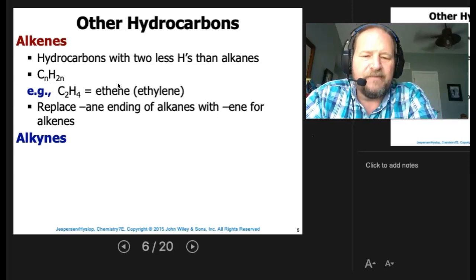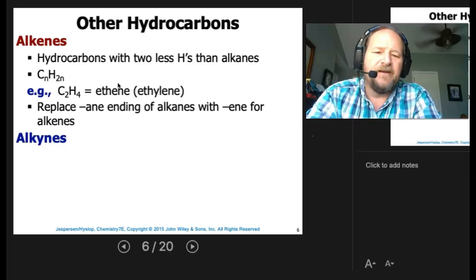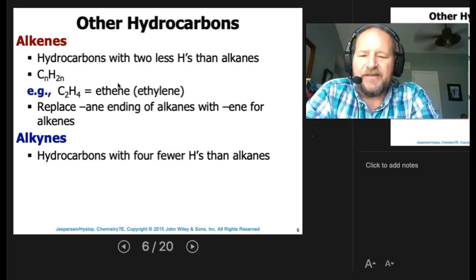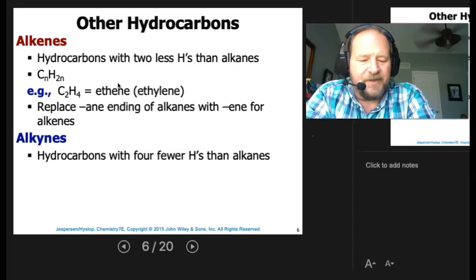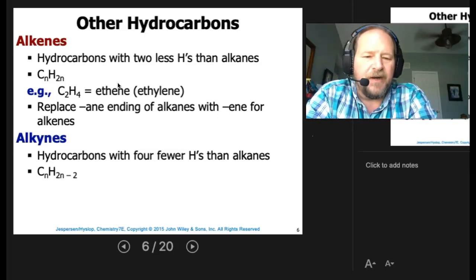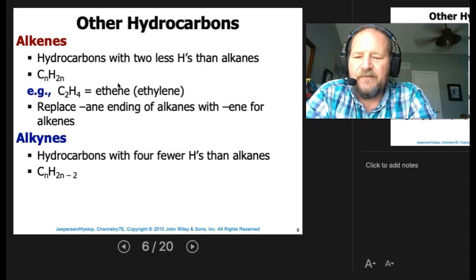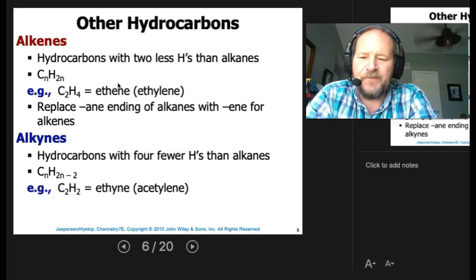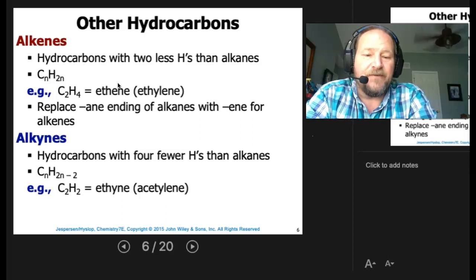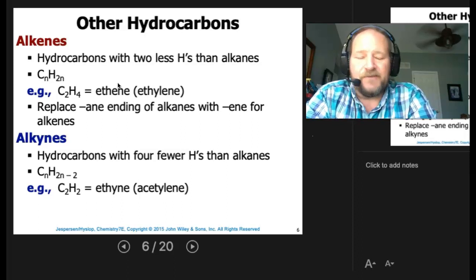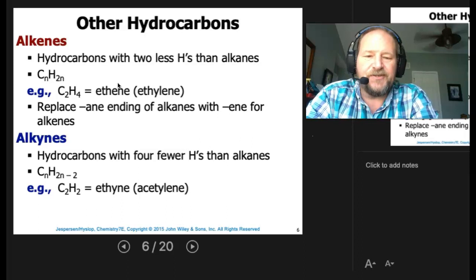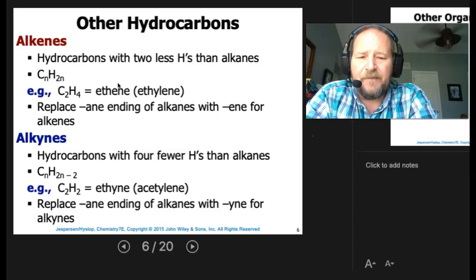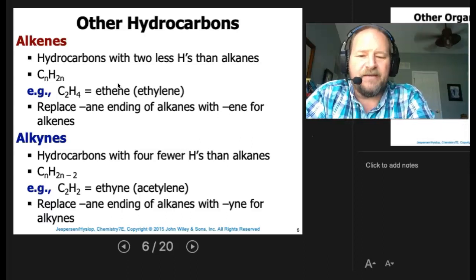A, E, Y, 1, 2, 3, right? And so alkynes, we have even less hydrogen because now we're going to have a carbon-carbon triple bond. So formula-wise, it would be CnH2n minus 2. And so something like C2H2 would equal ethyne or acetylene. And if you ever used an acetylene torch, that's what you were using. You're using acetylene, C2H2. Again, here we place the A and E for Y and E.